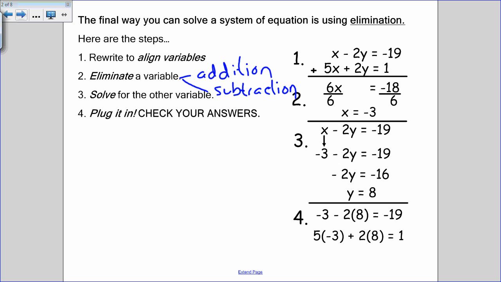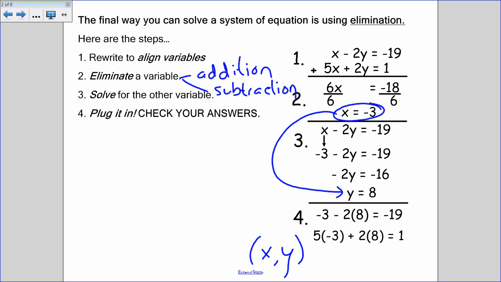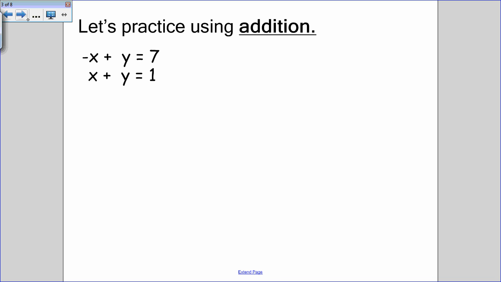Once you know one variable, your third step is to plug it back in and solve for your second variable. If it's a point, you're looking for both an x and a y, because your solution is always an ordered pair. Finally, you should always be plugging your answers back in to check them. You should plug your x's and y's back into your original equation to check and see if you got the correct answer. So let's try one.